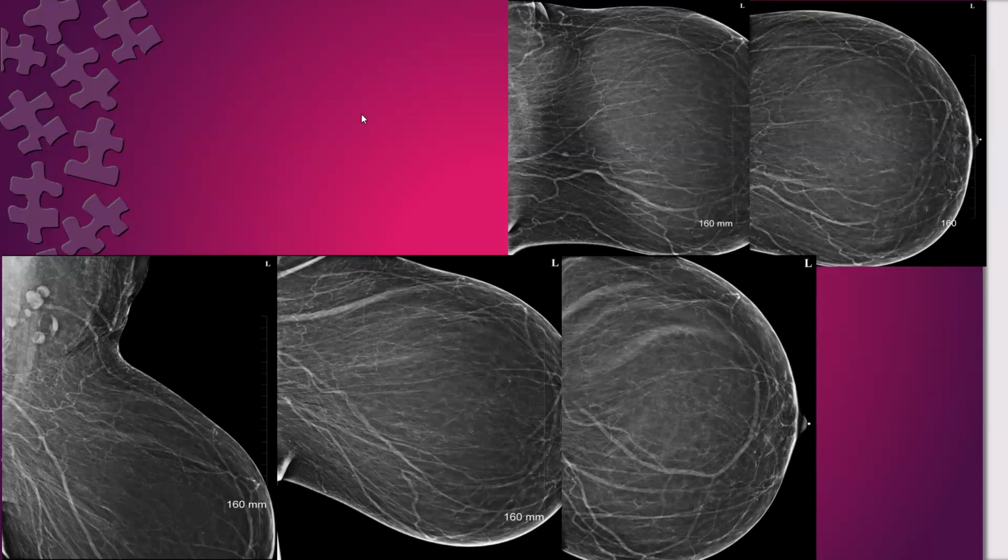Any of you can comment on this mammography? This is a CC view. Yes. And this is MLO.